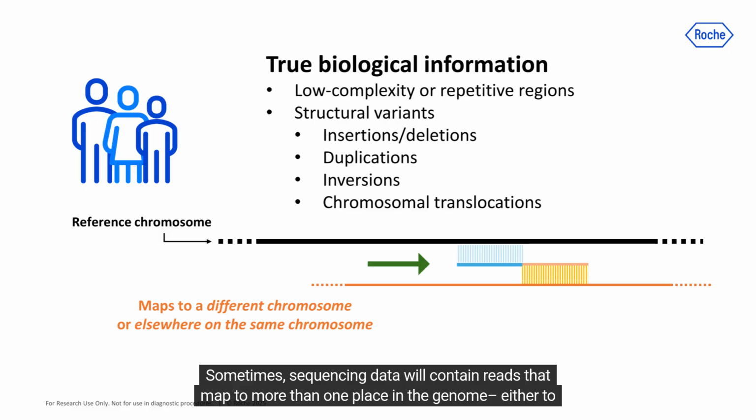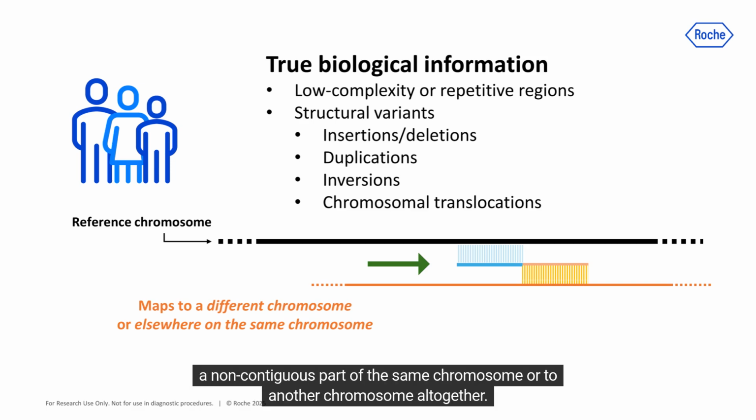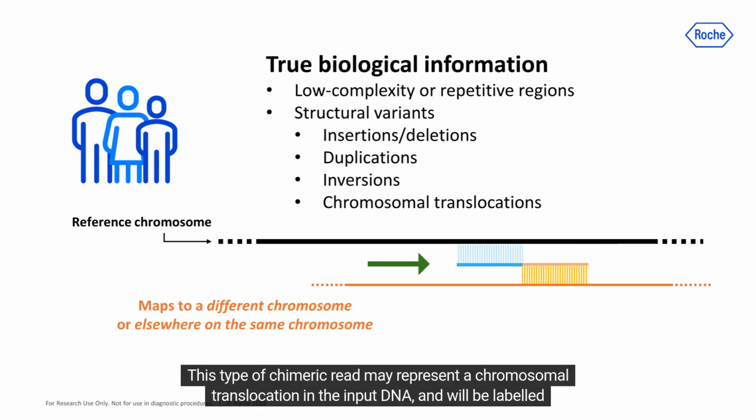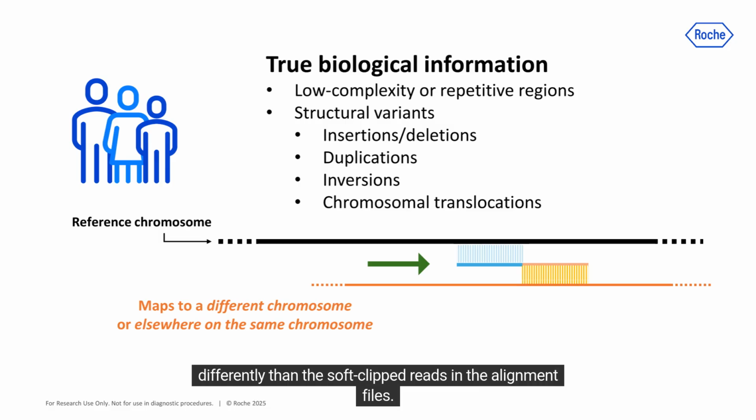Sometimes, sequencing data will contain reads that map to more than one place in the genome, either to a non-contiguous part of the same chromosome or to another chromosome altogether. This type of chimeric read may represent a chromosomal translocation in the input DNA and will be labeled differently than the soft-clipped reads in the alignment files.